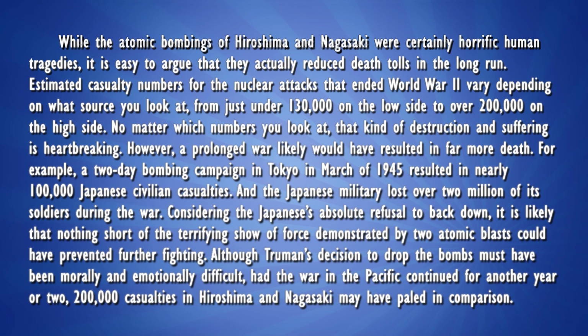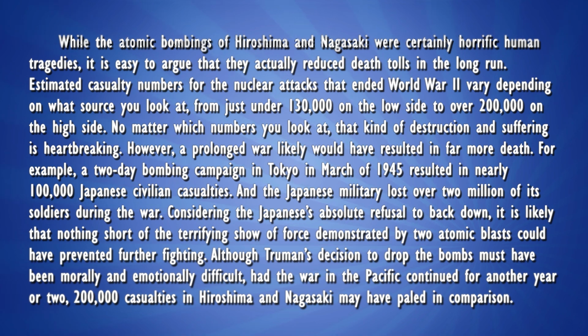While the atomic bombings of Hiroshima and Nagasaki were certainly horrific human tragedies, it is easy to argue that they actually reduced death tolls in the long run. Estimated casualty numbers for the nuclear attacks that ended World War II vary depending on what source you look at, from just under 130,000 on the low side to over 200,000 on the high side. No matter which numbers you look at, that kind of destruction and suffering is heartbreaking. However, a prolonged war likely would have resulted in far more death.